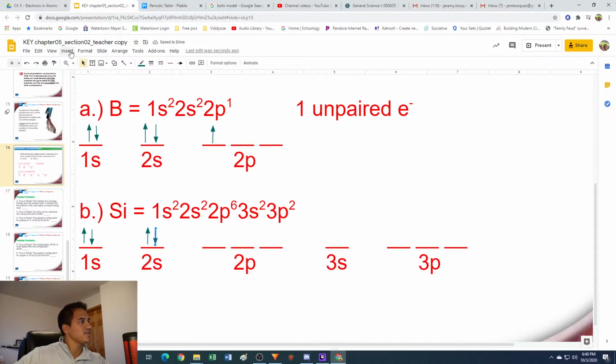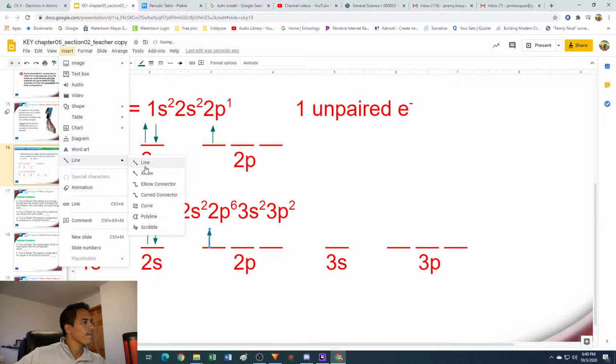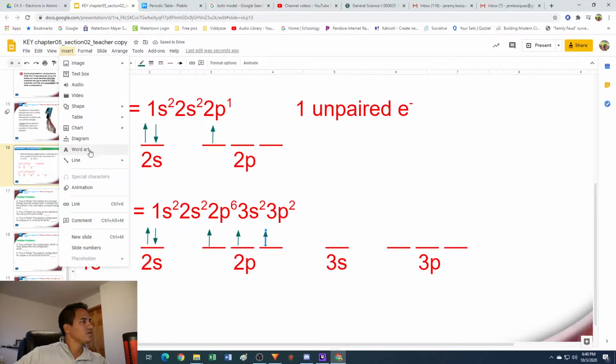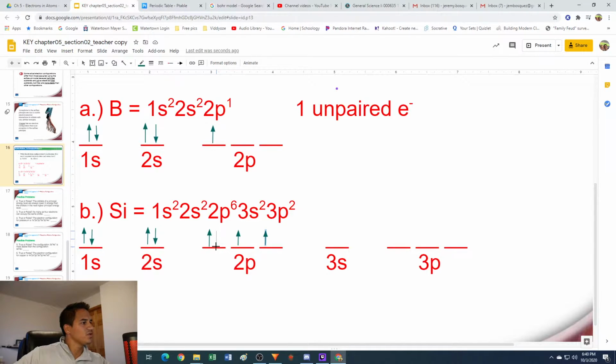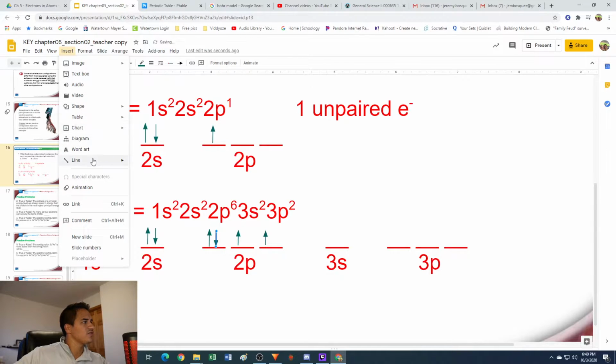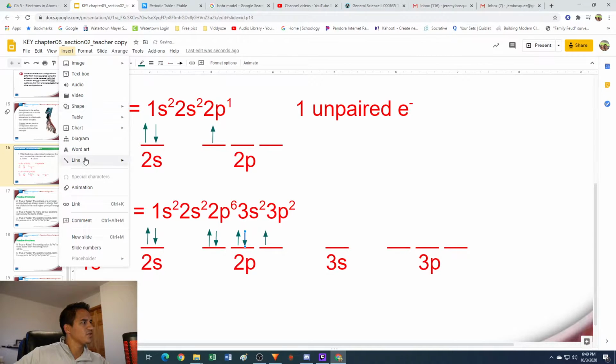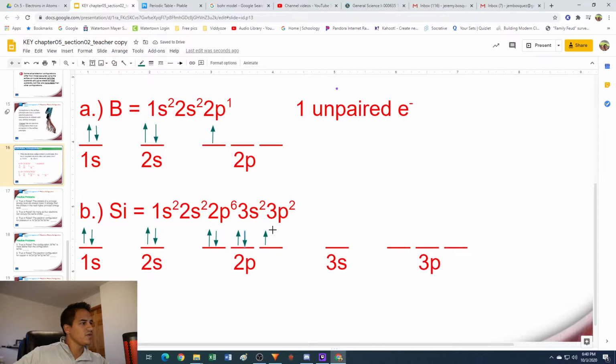For 2p, we have all 6. So when we do this, it's best to do it this way. Okay, so we're going to go up, up, and up. Then we'll go back and go down, down, down. Okay, because Hund's rule says that you have to put single electrons first in each orbital before you go and pair them up, okay? And then they have to be also spinning the same direction. So that's why we go singles in each one first, and we make sure they're all pointing the same direction. Then we go back and pair them up.